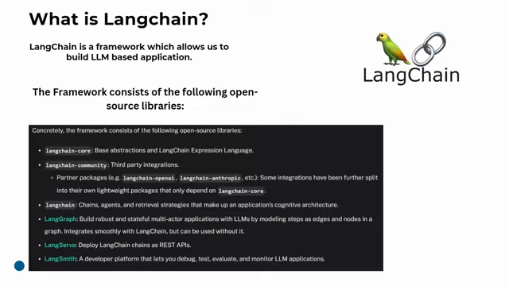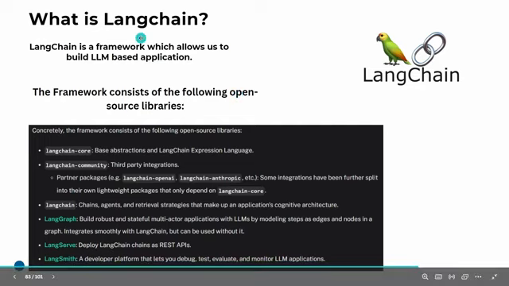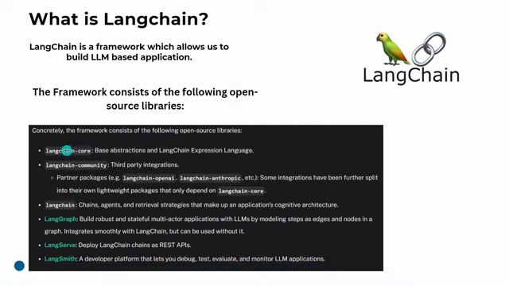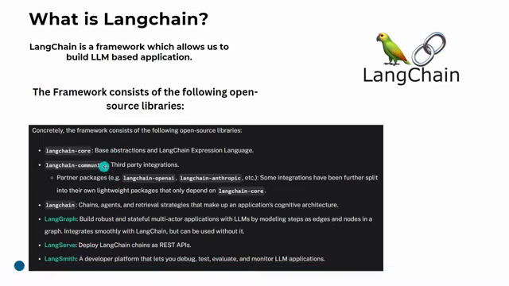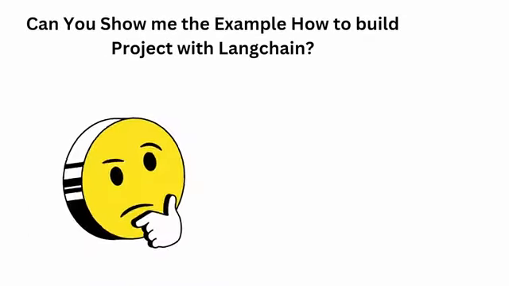The LangChain framework allows us to build LLM based applications. This framework consists of several open source libraries. First one is LangChain Core. Next we have LangChain Community. After that we have LangChain, from where we can import chains, agents, or retrieval strategies. We also have LangGraph, LangServe, and the last one is LangSmith. The main three things we need are LangChain Core, LangChain Community, and LangChain. We will use these open source libraries and build the application on them.